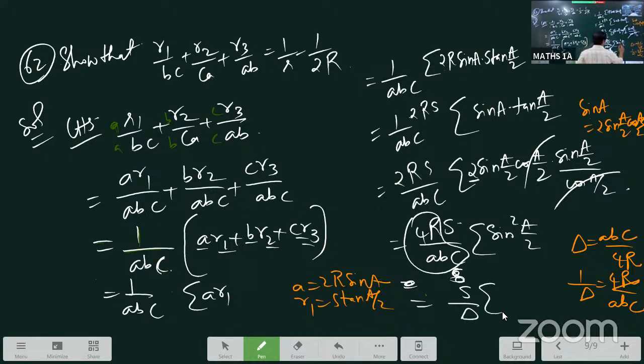And summation sin square A/2 is 1 minus cos A by 2. Some multiple formula: sin square A/2 is (1 minus cos A)/2, cos square A/2 is (1 plus cos A)/2. Okay, next page I am going.